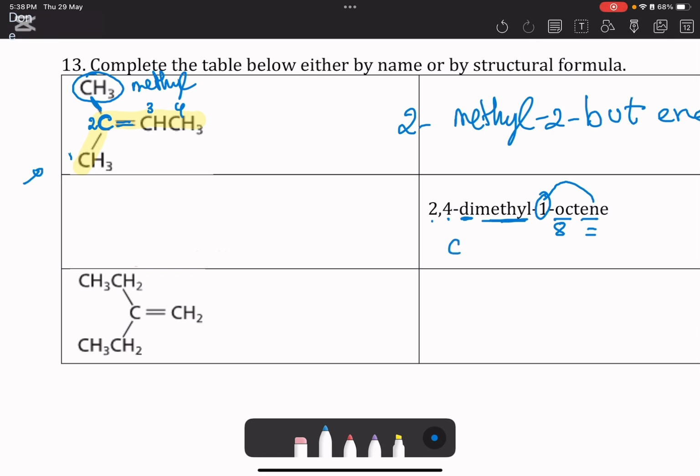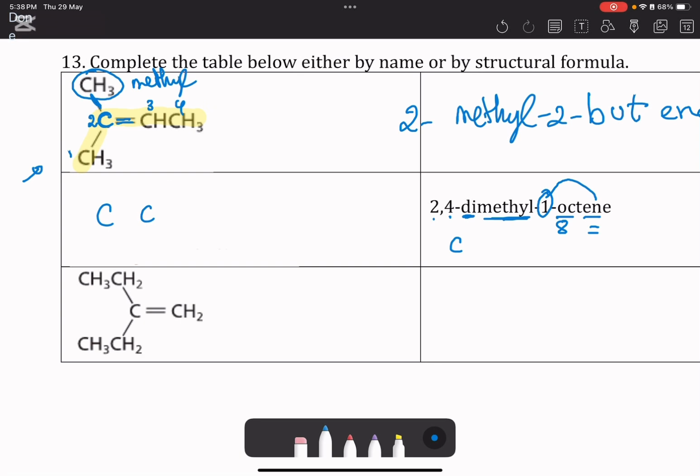So let's first put 8 carbons. 3, 4, 5, 6, 7, 8. On the first one, there's a double bond. So the rest are single bonds. Okay. Let's put the other bonds to make sure that we don't miss the hydrogens. As I said, this carbon, 1, 2, 3, 4. We're done. Now this one here, 1, 2, 3, and 4.